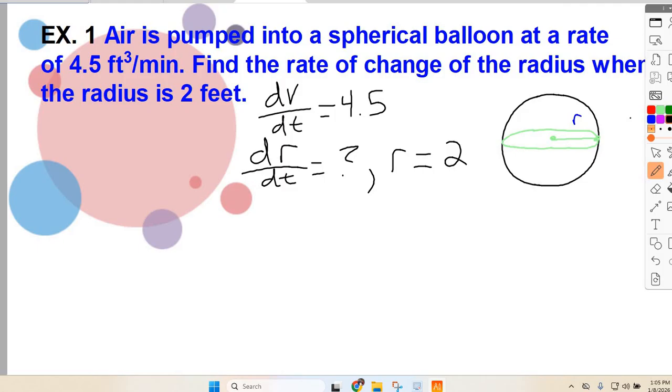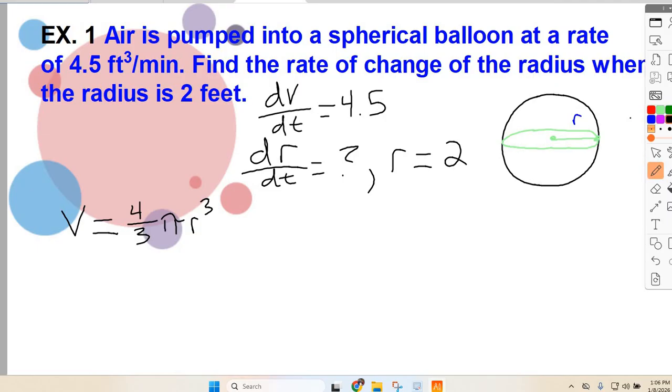So what is something that's going to relate my volume of a sphere to its radius? Do we have an equation for that? Volume of the sphere is what? V equals 4/3 pi r cubed. Do I have volume and do I have a radius? Yeah, those are the things that I'm given and the things that I'm looking for.